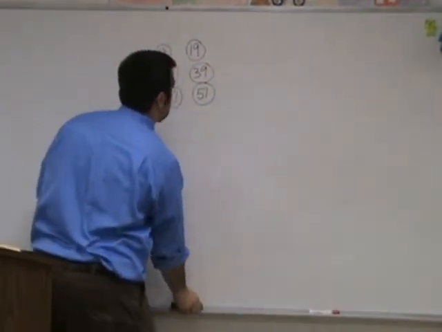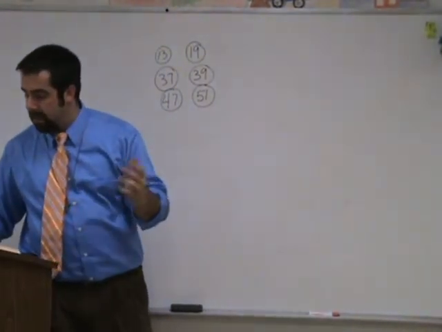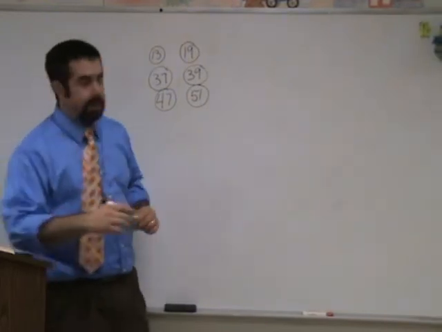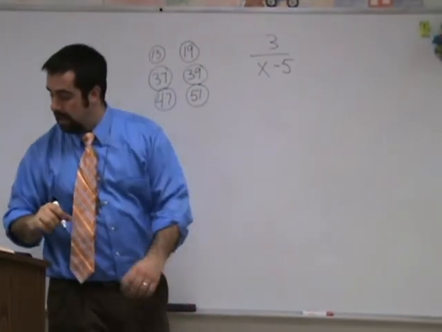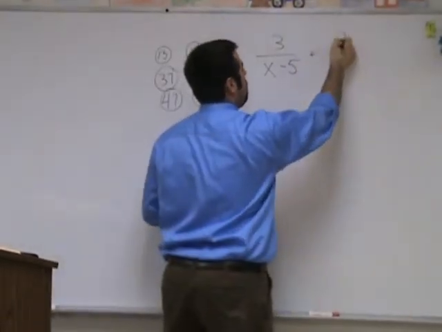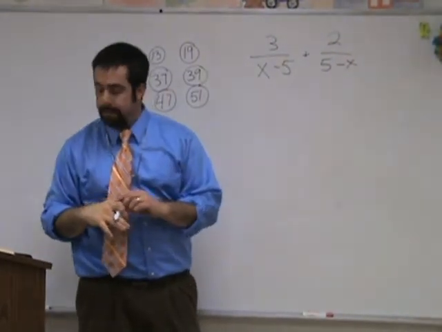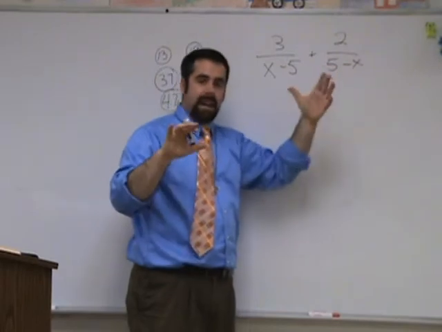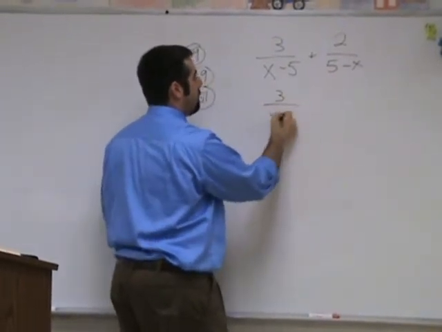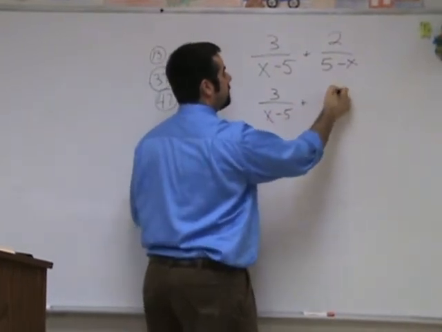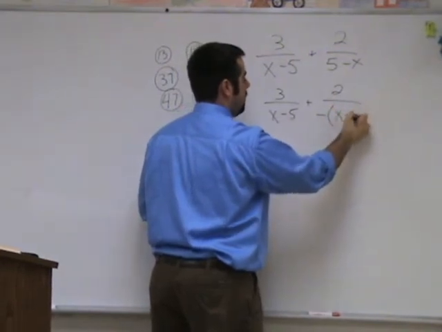Okay, so let's first look at number 13. This was on page 267. So number 13 is just dealing with opposites. So I have 3 over x minus 5, and I'm adding to that 2 over 5 minus x. Again, when I deal with opposites, I'm going to, in a sense, pull out or extract the negative from one of them. So my problem becomes 3 over x minus 5 plus 2 over negative x minus 5.